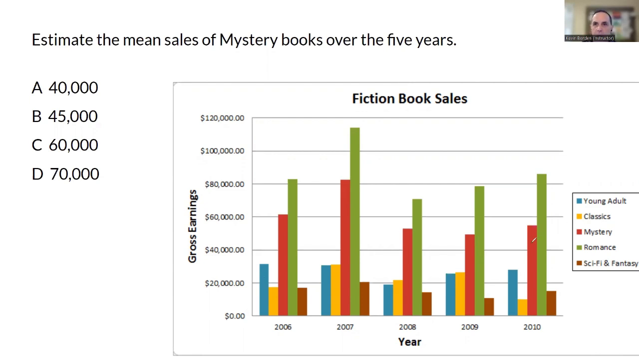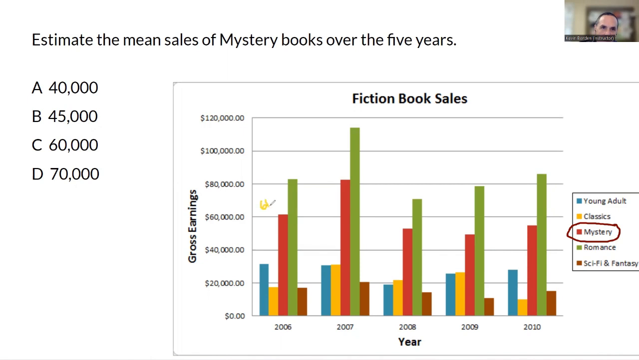All right, first of all, we want to focus in on the right color bar. We're looking at the dark red bar. So then what I'm going to do is estimate the sales here. Notice these bars are almost the same color, but they're also in the same order. So blue, yellow, red, we're talking about the 3rd bar, the mystery books.